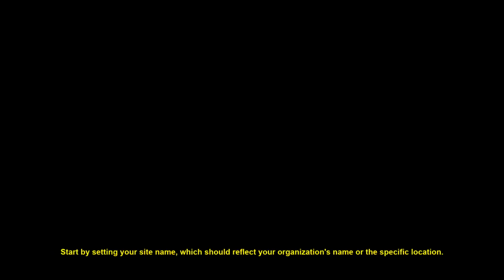Start by setting your site name, which should reflect your organization's name or the specific location. Next, configure the default currency that will be used for all transactions. Proceed to set up the billing email address, where invoices and billing notifications will be sent.